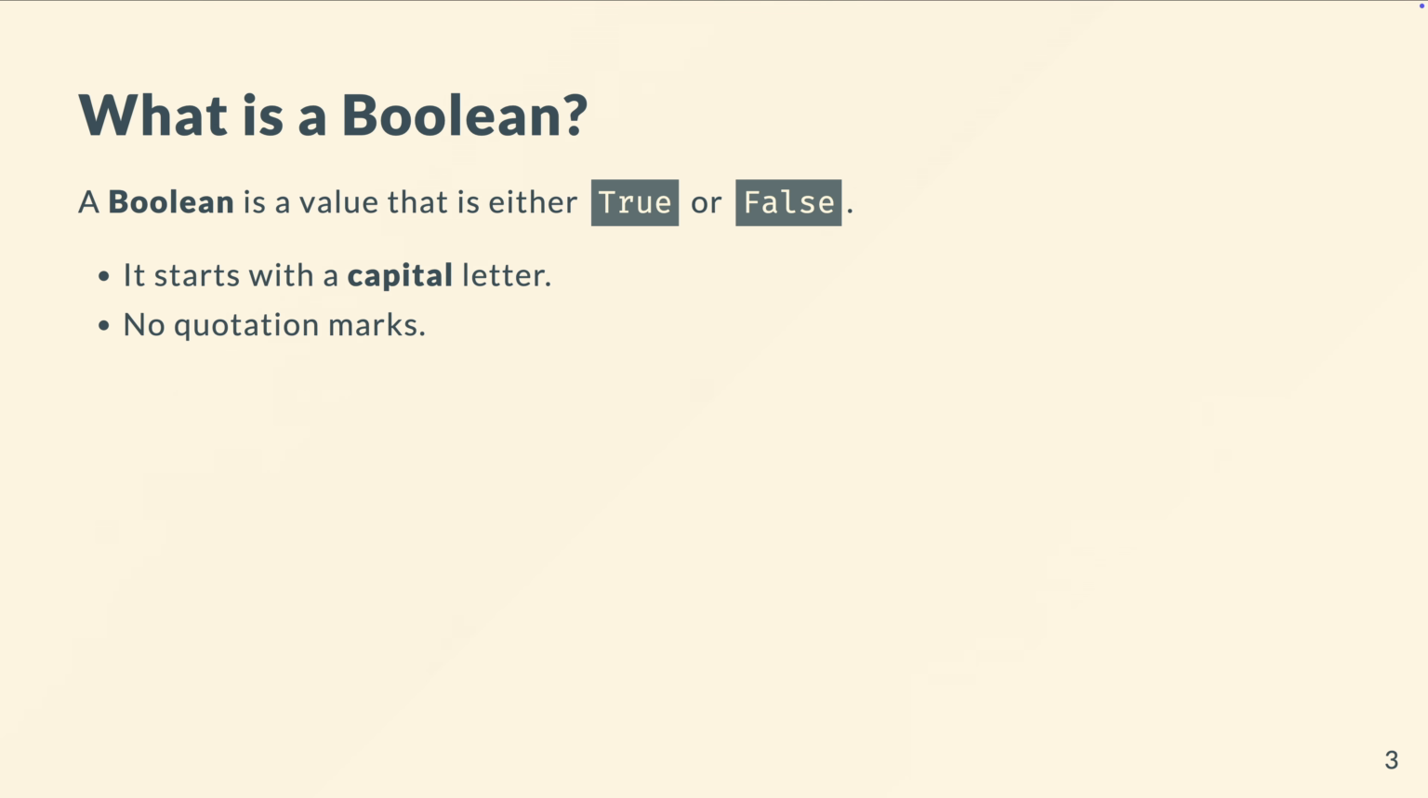So what is a Boolean? A Boolean is a value that is either True or False. Very important, the first letter is capital. We write True with a capital T and False with a capital F. Also important, Booleans do not use quotation marks.